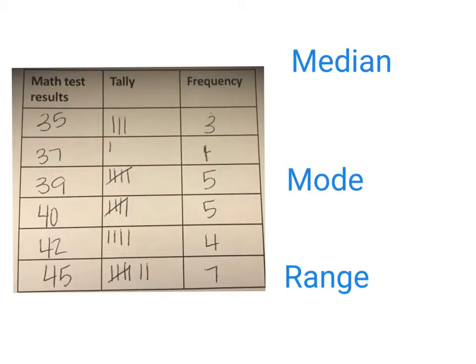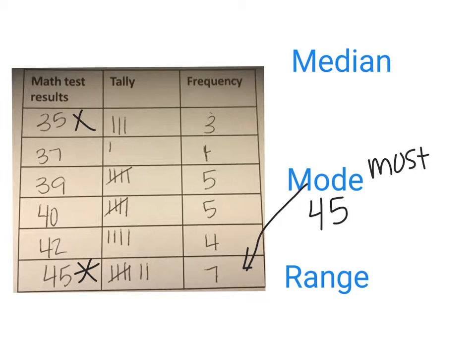So now we are going to use our frequency tables to find our median, mode, and range. Our mode is pretty straightforward. That one is what appears the most. I can see that the number 45 appears 7 times, so that would be my mode. My range is still my highest minus my lowest. So my highest number is 45 minus 35, which is 10.